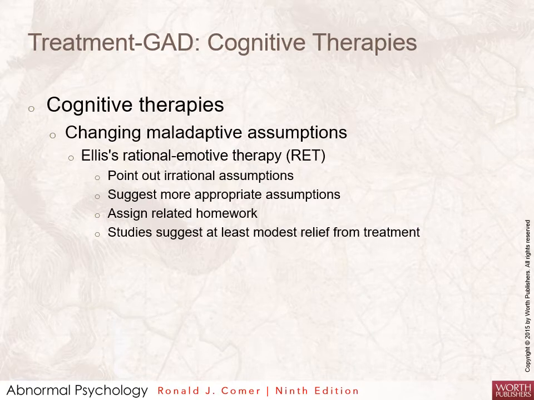Treatment, of course, challenges the maladaptive assumptions, these problematic thought patterns. Point out that they're irrational, suggest more appropriate assumptions, do homework exercises, and within a few months, you should see some improvement. Now, does that mean you're not going to have any anxiety? If you have GAD, and you've had GAD for years, does that mean that you will no longer have GAD? No. You might have some residual anxiety. It's going to be much better, and you're going to be able to cope with it. And eventually, over time, the GAD should diminish.